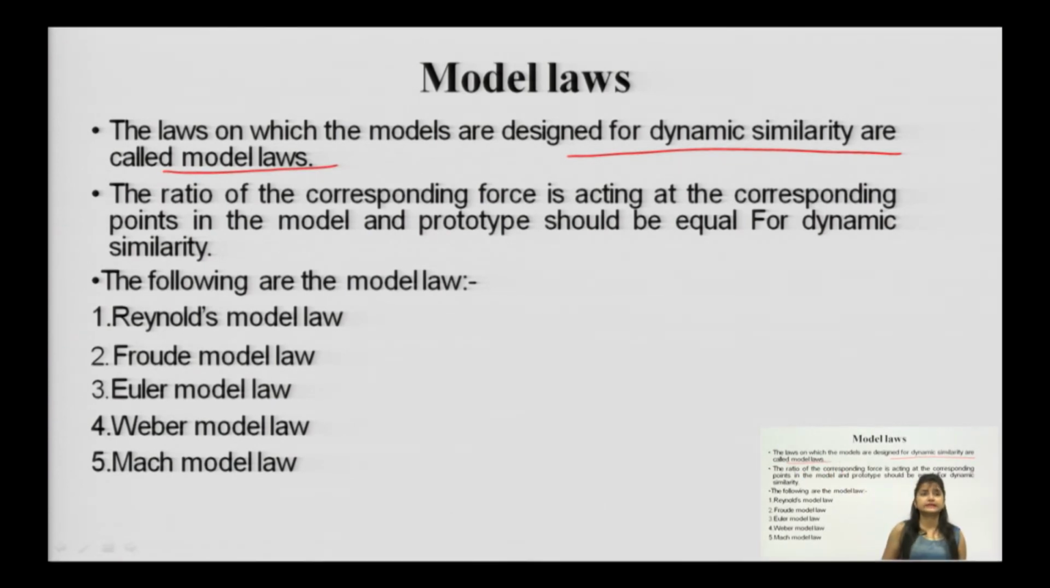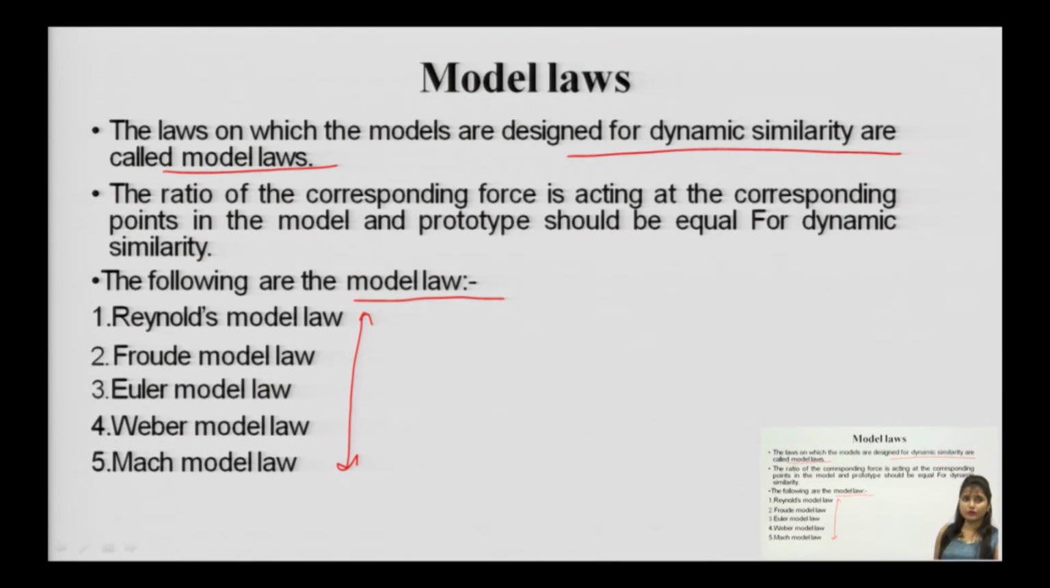And hence you can see that the ratio of corresponding forces acting on the corresponding points in the model as well as in the prototype should be equal. So, for dynamic similarity there is a condition, that it should follow the model law. Now, what is the model law? There are 5 model laws, given in terms of 5 dimensionless numbers. First, Reynolds number, Froude's number, Euler's number, Weber's number and Mach number.